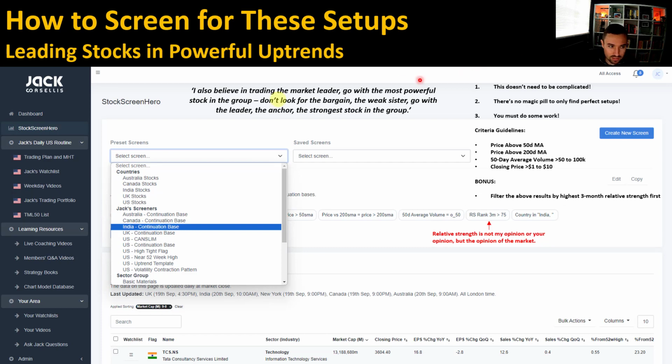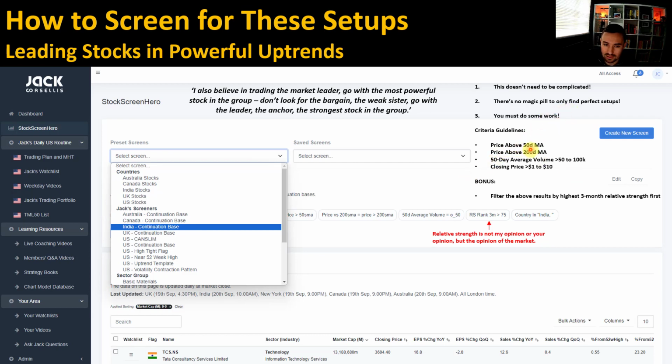And I know I normally save the screening till the end, but I just want to explain to you that you don't need to make this so complicated. Okay, you just don't need to make it so complicated. This doesn't need to be complicated. So this is going to be criteria guidelines for screen. Okay, there's no magic pill to only find perfect setups. If you think you can create a screen with perfect criteria, perfect metrics, and there's just going to be a perfect high tight flag in front of you, it doesn't work like that. You must actually do a bit of work, look at some charts.